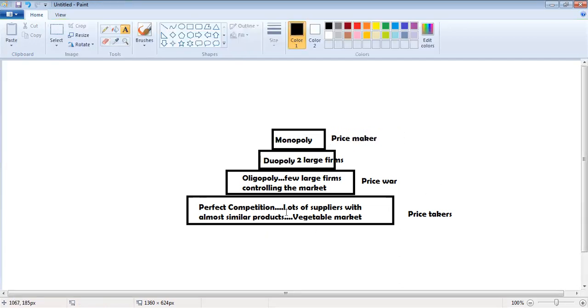Now imagine with perfect competition, they were price takers, right? The price was out of their control. But if you talk about monopoly, the price maker is in total control of the price. If he says $1, it's $1. If he says $100, it's $100, right? Because there are no other competitors in this market.